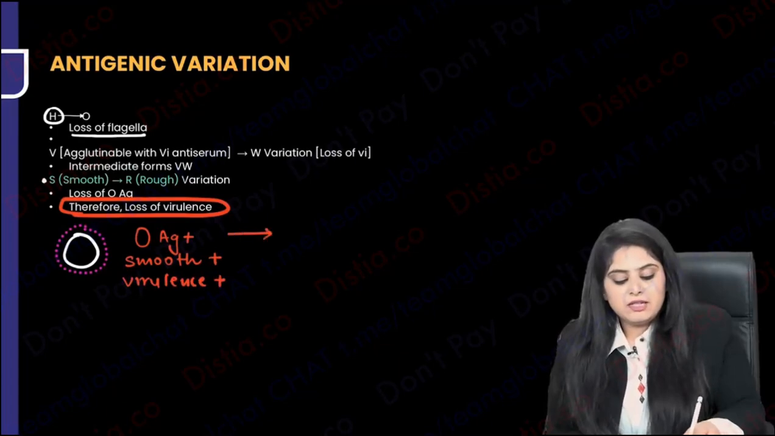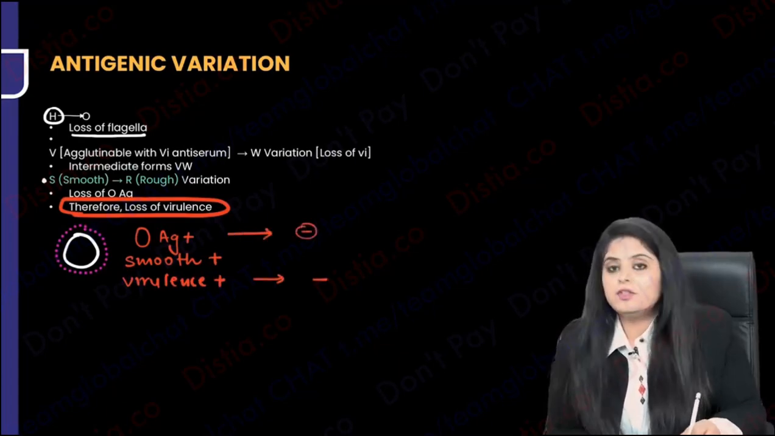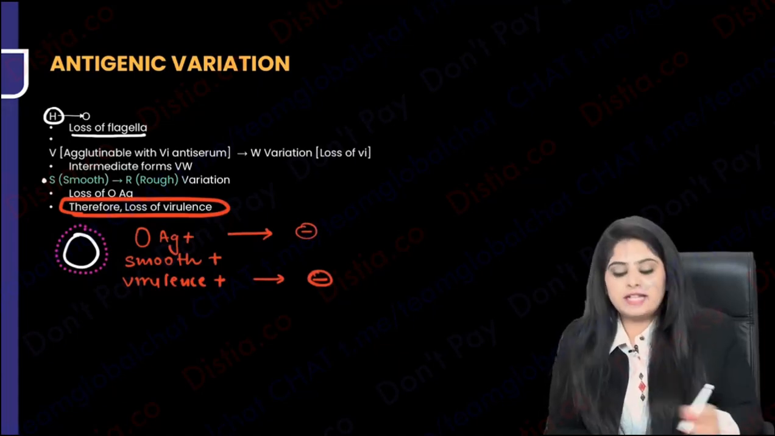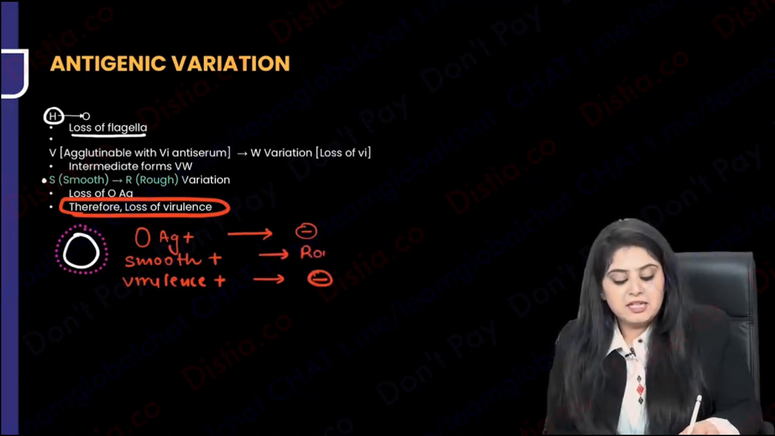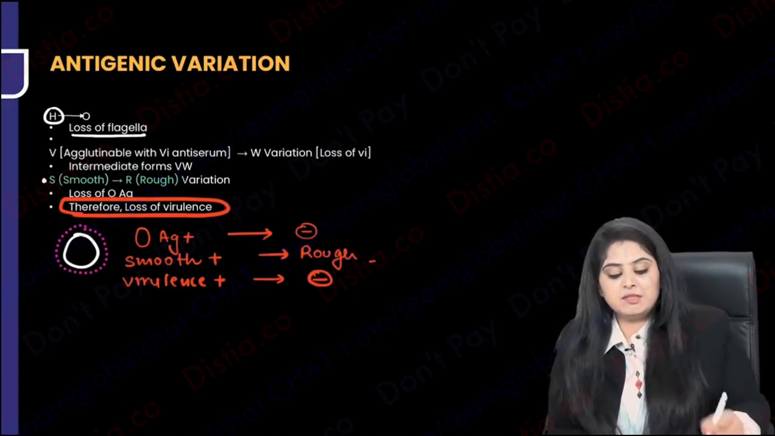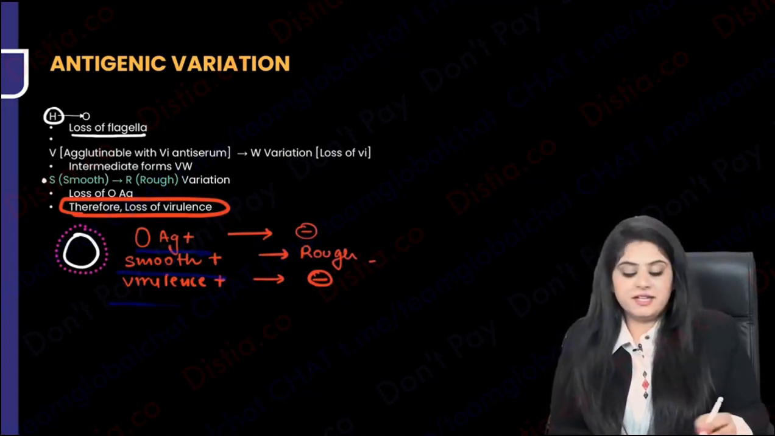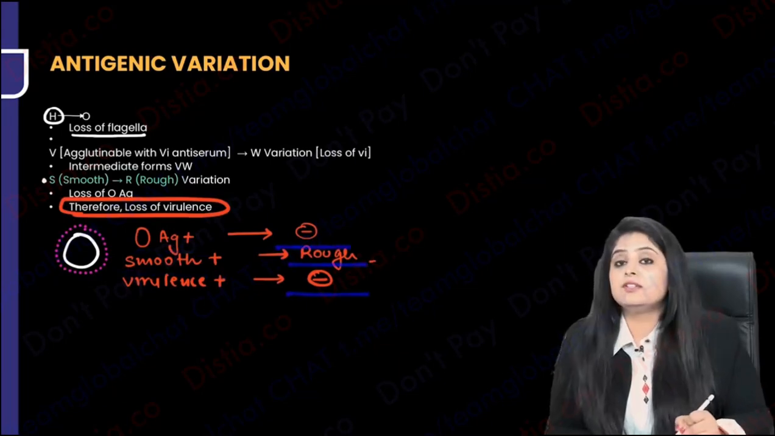But when that O antigen will go away, the virulence will go away. Then the bacteria will get to know that I have no value. Then life is going to become rough for this bacteria. So remember, smooth is when the O antigen and virulence is there. Rough is when the O antigen and virulence is not there.